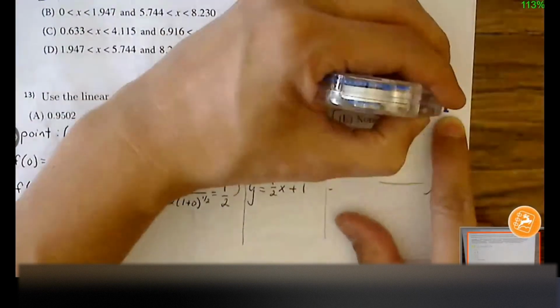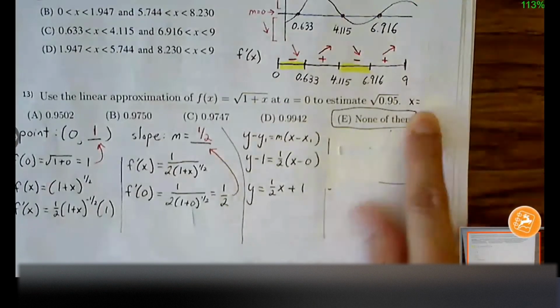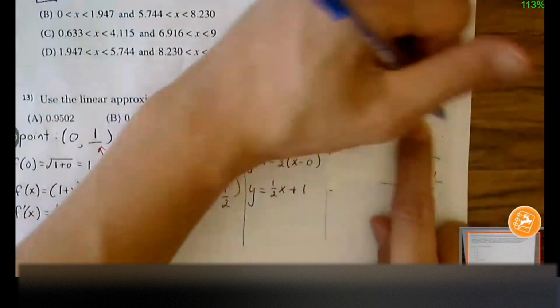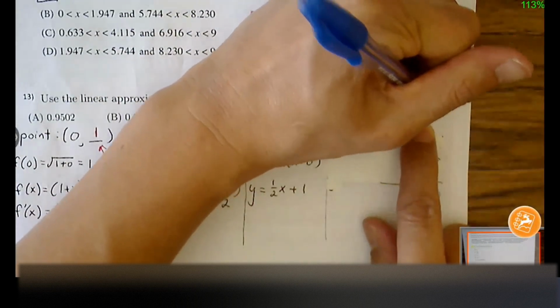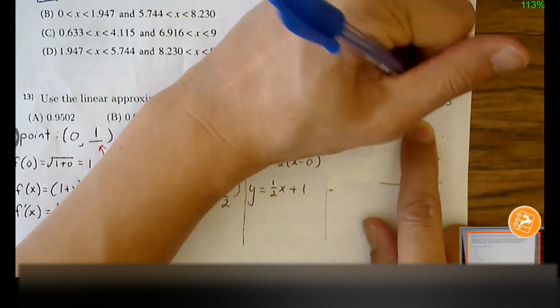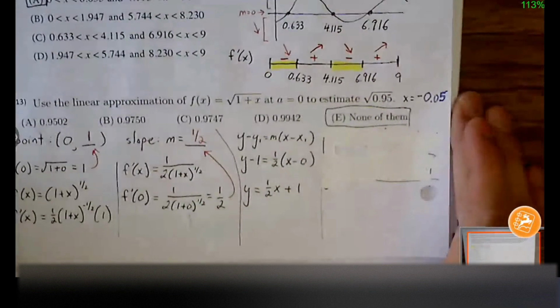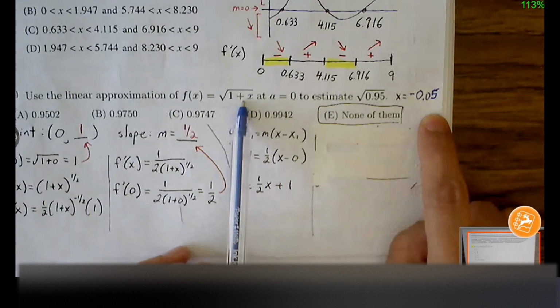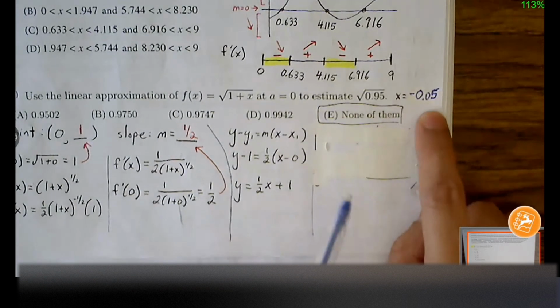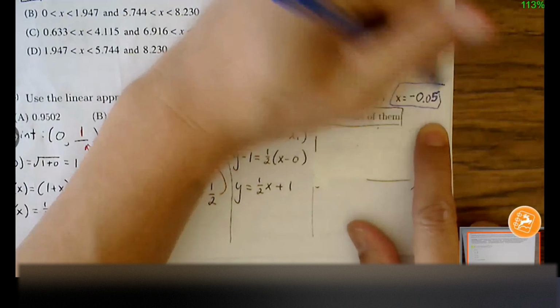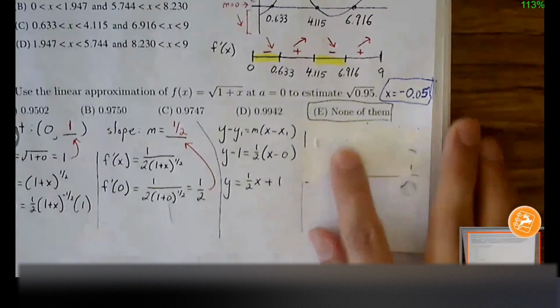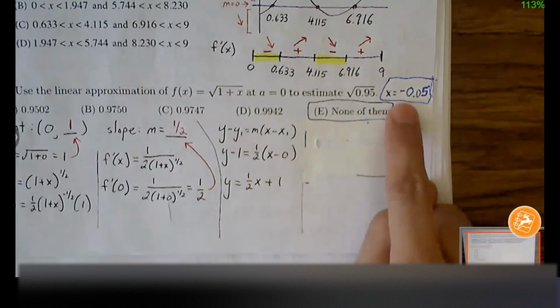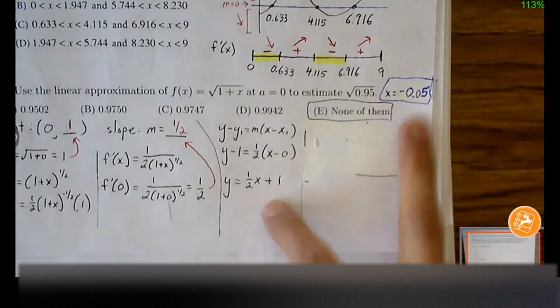Again, on the test, the decimal will be given to you. So I would rephrase this, and I would say, estimate square root of 0.95, where x is equal to negative 0.05. Because if I insert negative 0.05 in for x, then I get 0.95, but that's kind of tough. I would have just given you this x value. So I would say estimate, use linear approximation when x equals negative 0.05. So we'll just insert that in.